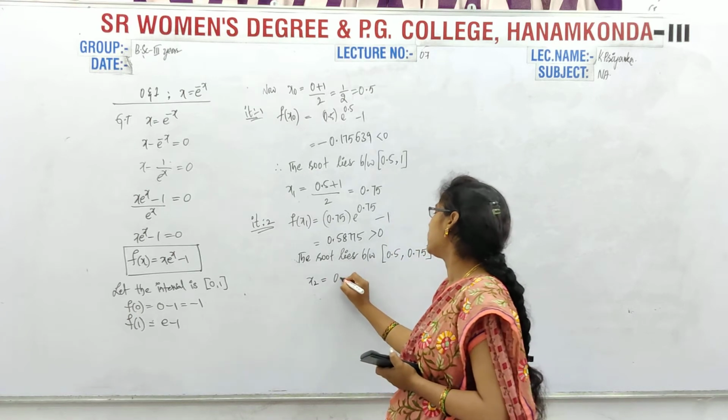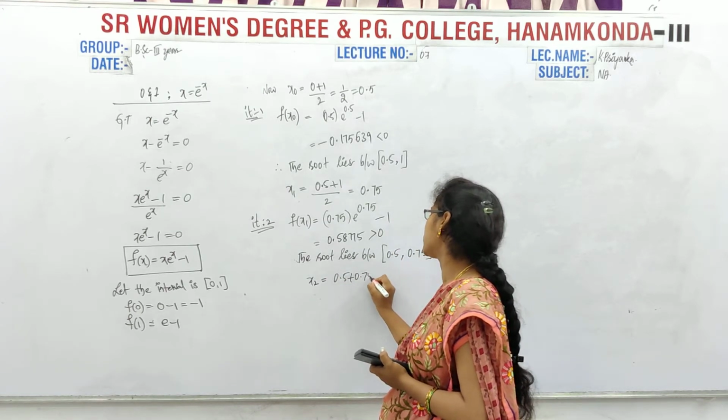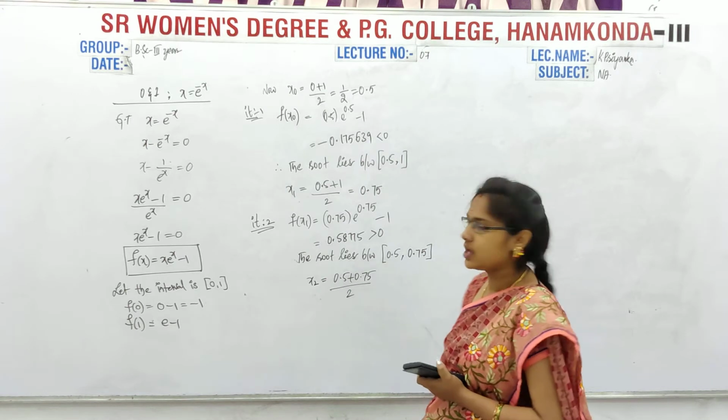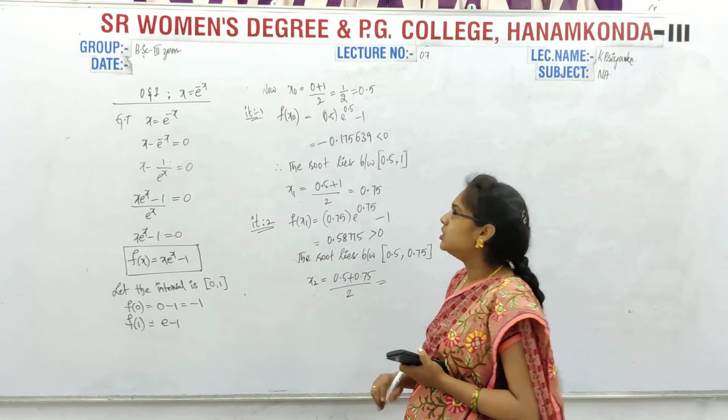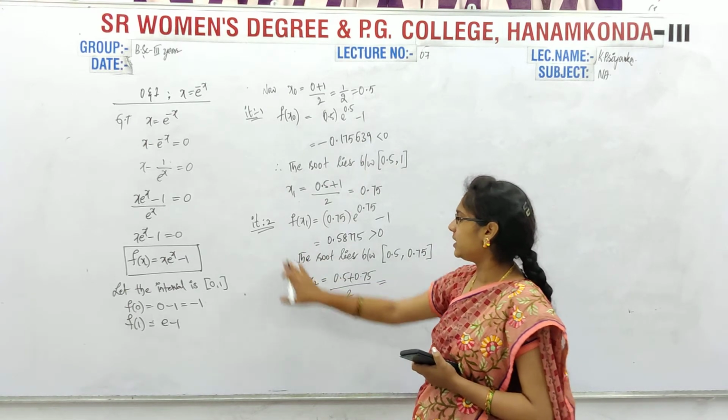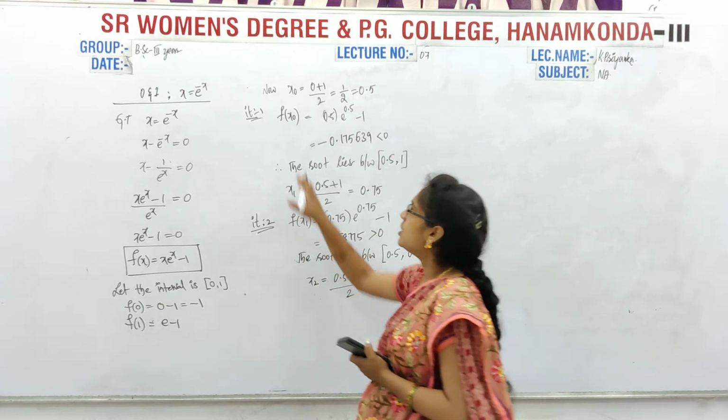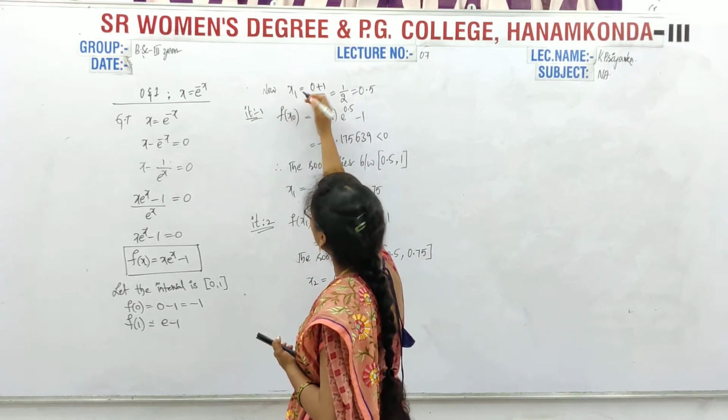Now we have to calculate x2. So x2 is nothing but 0.5 plus 0.75 by 2. If you get any confusion, once again I am saying you can take that x1 also. There is no problem with this.